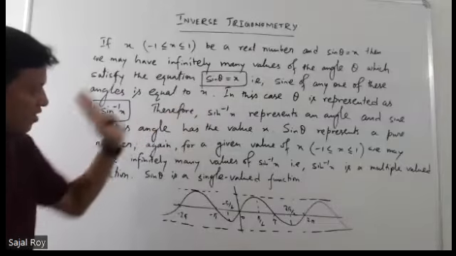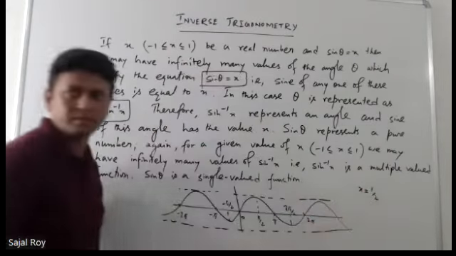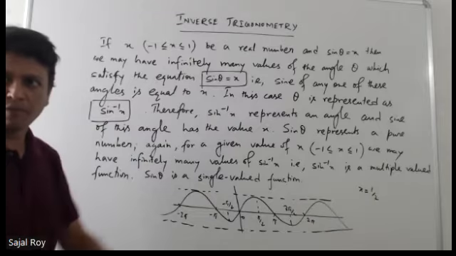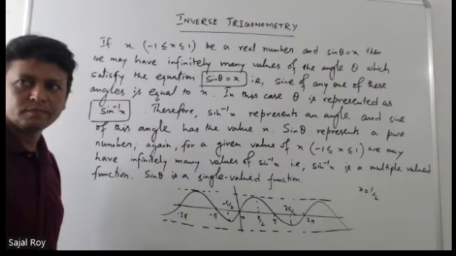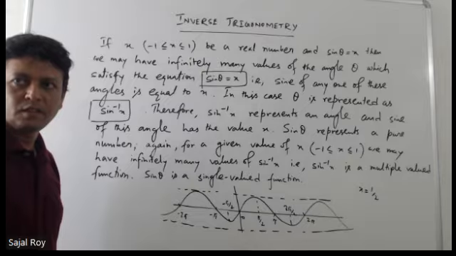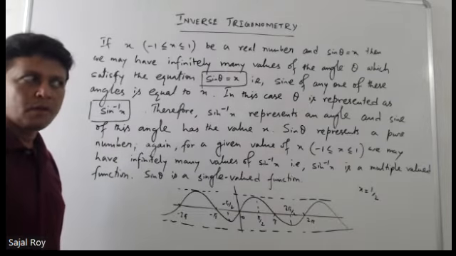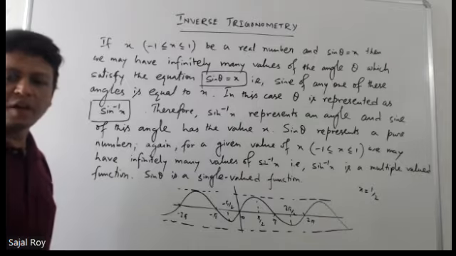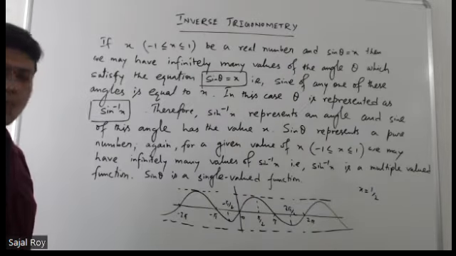Suppose sin theta is x. Suppose for example, I write x equal to half, that is sin theta equal to half. Can you tell me the value of theta? For what value of theta is sin theta half? Any value: 30 degrees, pi by 6.